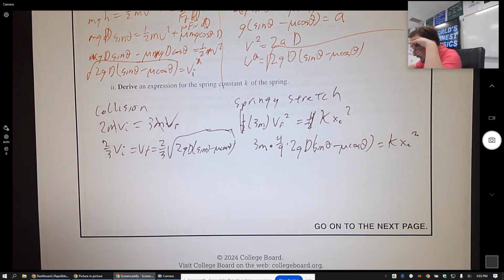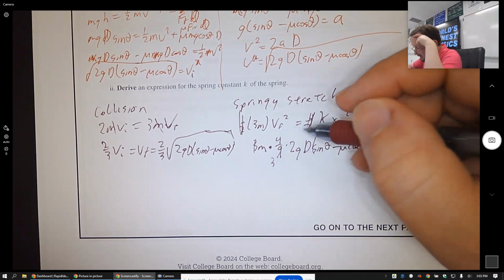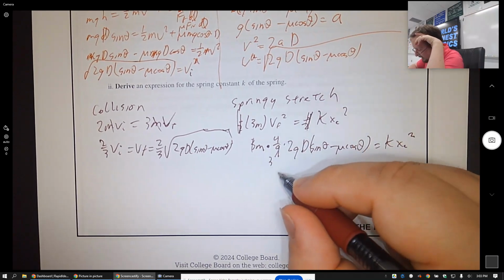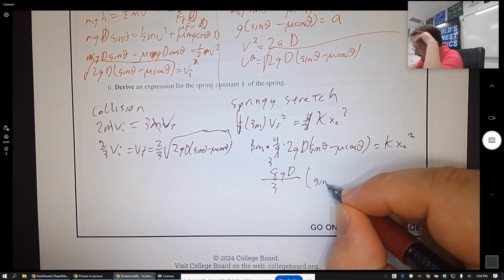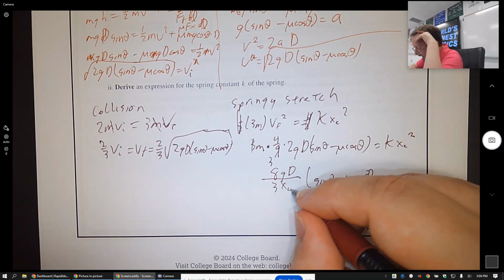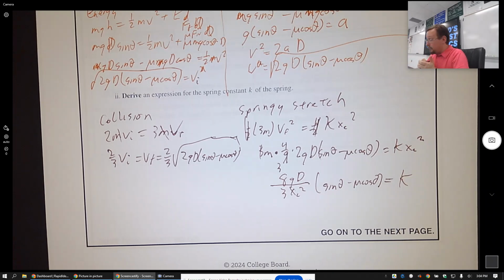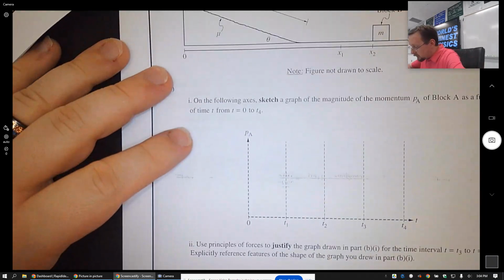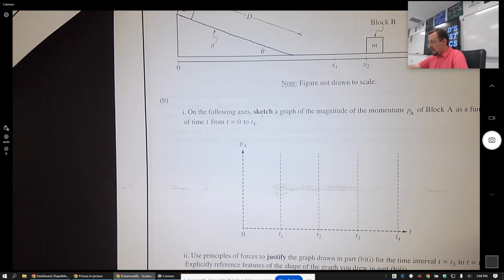Okay, now, do I... okay, so I got 8gD over 3 times sine theta minus mu cosine theta. And then we're just going to put the xc squared in the denominator, and then you can take k. Okay, I don't know if I did that right. Whatever. Oh, on the following axis, sketch a graph of magnitude and momentum.